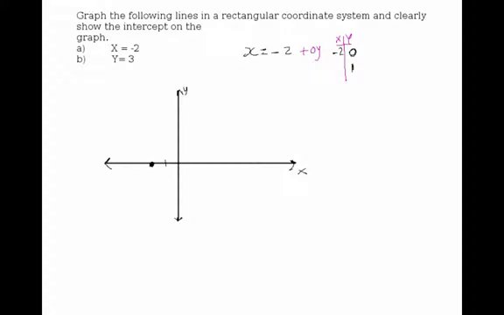Still -2, right? Because regardless of what I substitute for Y, its coefficient is 0, so X should always be equal to -2. So in this case, if Y is equal to 1, X would still be equal to -2. So quickly you can see all the points would be right on top of each other. So what kind of line is that? Vertical line. So that's a vertical line.